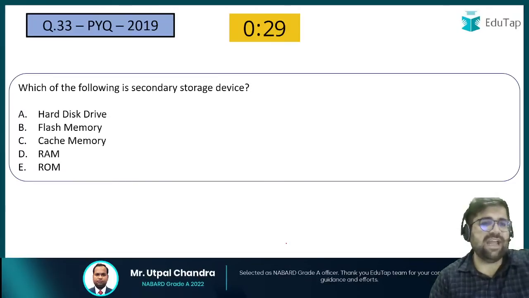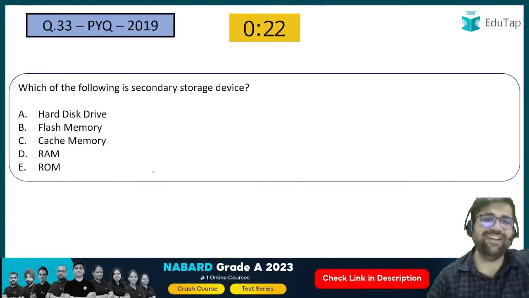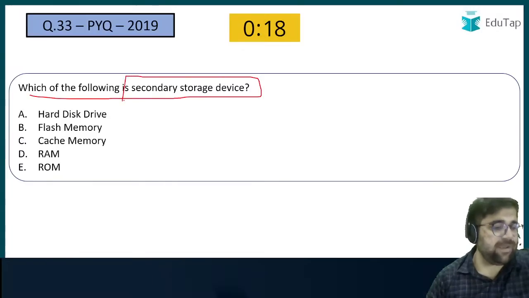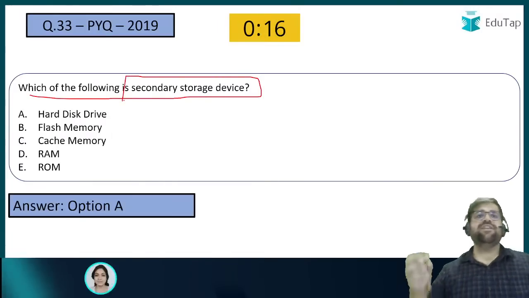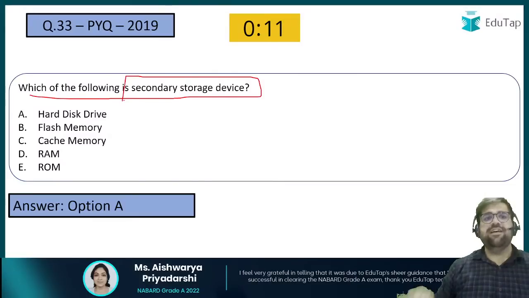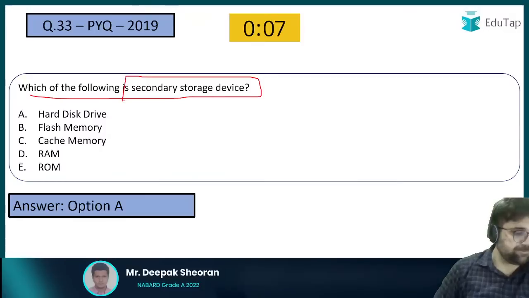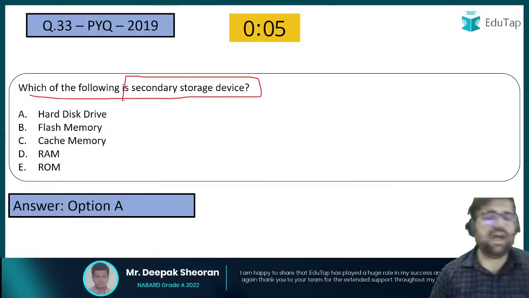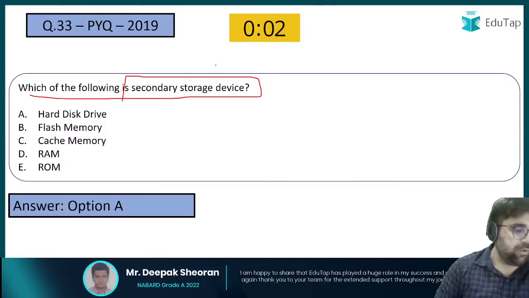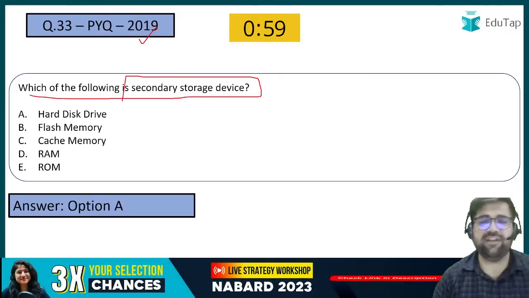Cache? How it can be cache? Are, secondary pucha, itna easy question kaise galat kar sakte ho? Which of the following is a secondary storage device? The answer will be hard disk. Hard disk is something which you will provide to the computer. So that is a secondary storage device. RAM and ROM, they are not your secondary storage devices. No, my friends, you will have to revise the memory chapter. Yes, it is a simple question, but I can still see many people are going on different tracks.